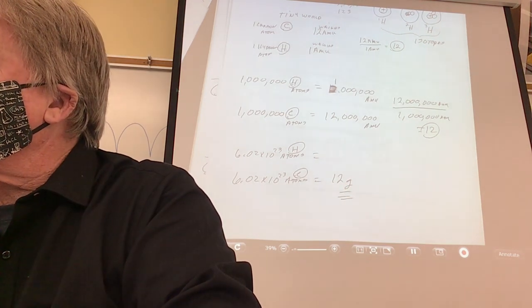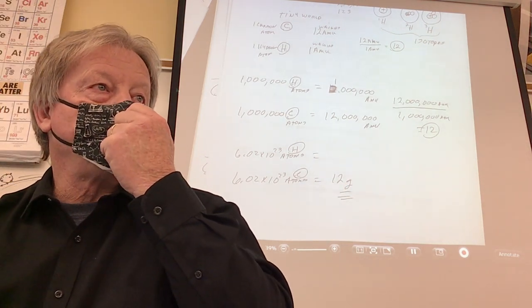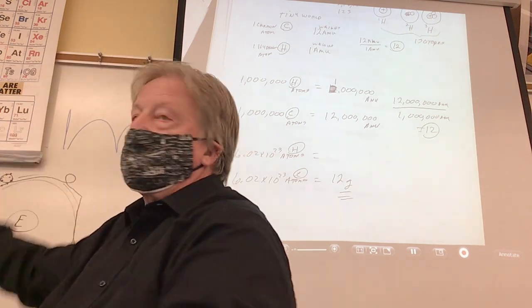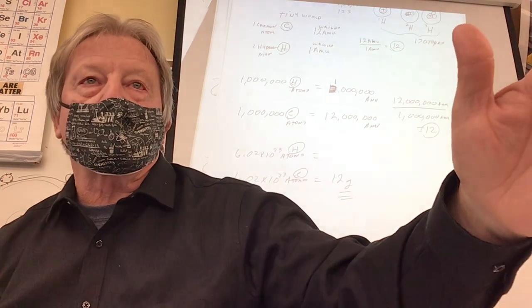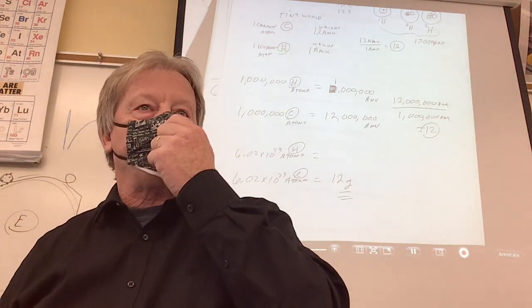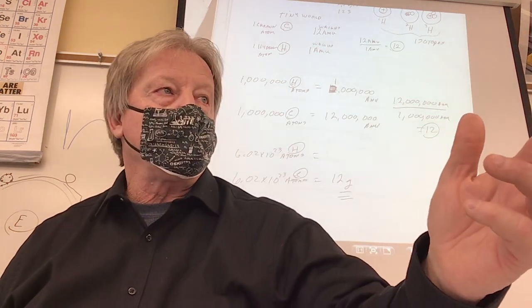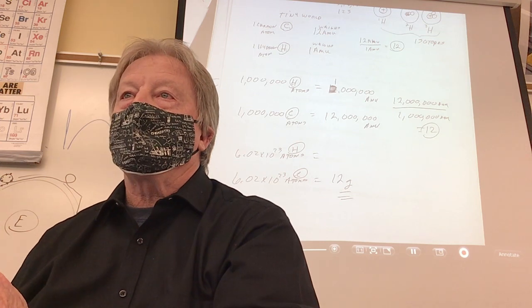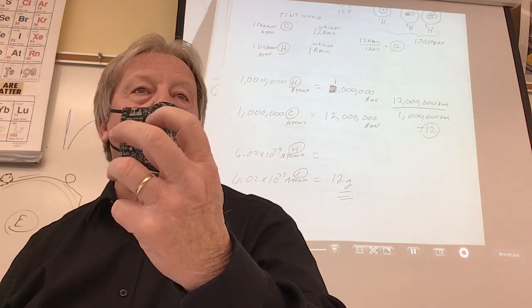12 grams. So this number stands for 2 things. If you give me 1 carbon atom, it weighs 12 AMUs. But what if I give you so many carbon atoms, you can't even imagine it. What if I give you a mole of them? I'll give you 6.02 times 10 to the 23rd atoms of carbon. Wow, that ends up being 12 grams.